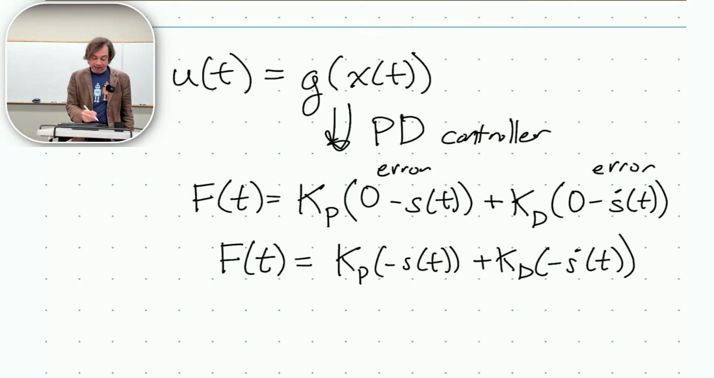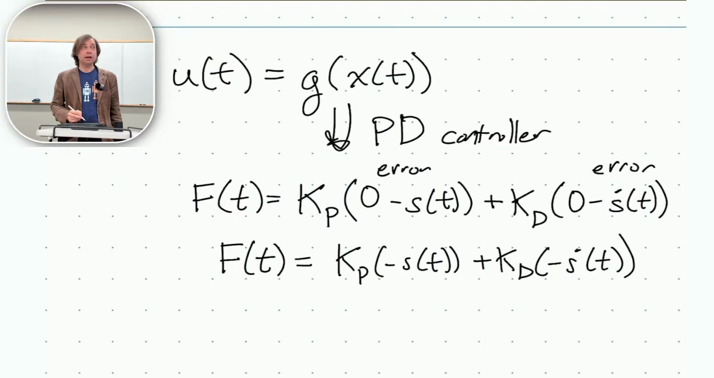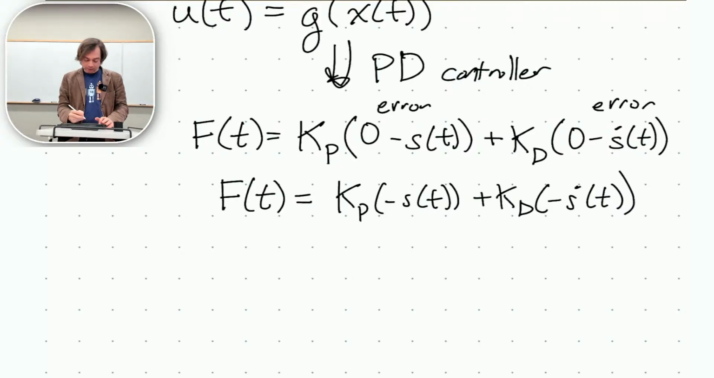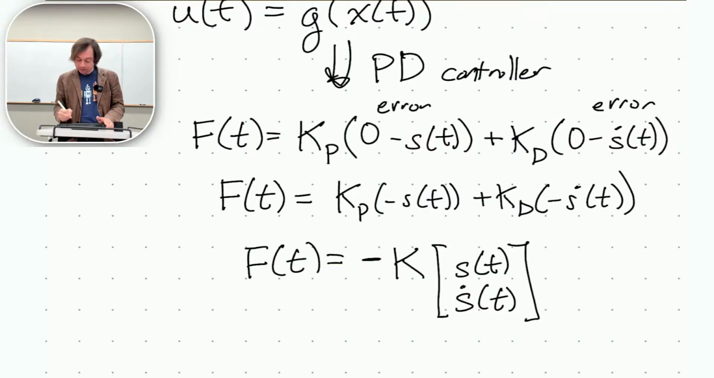You'll notice, again, I have here state variables in a state vector, and these are constants, right? Those gains. Who chooses those gains, by the way? We do. But they're constants that we chose. So we could write this. If we pull out the negative sign from both of these, it's going to be minus capital K, which is actually a matrix, times s of t, s dot of t.